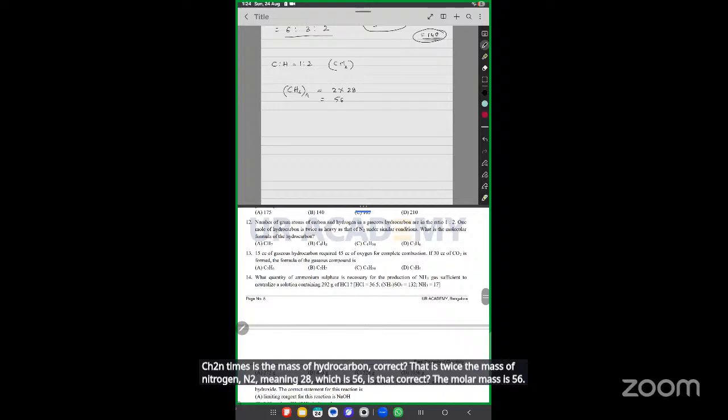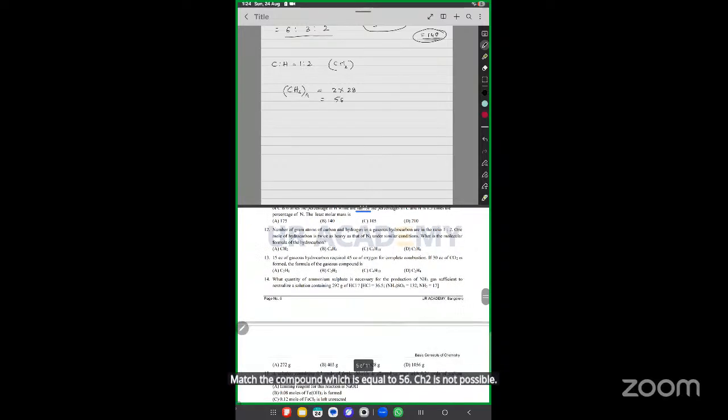Match the compound which is equal to 56. CH2 is not possible. C4H8, C4 is 48 plus 8 is 56. So C4H8 mass is 48 plus 8, which is 56. So your answer is C4H8, which is option B. Fine. Understood? Yes, ma'am. Yeah.